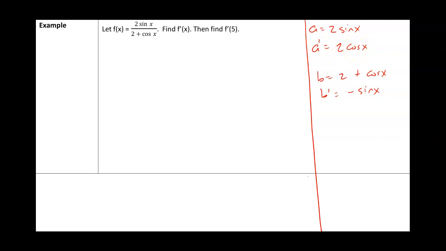The b expression is 2 plus cosine of x, and the derivative of 2 is 0, so we can ignore that. And for cos x, the derivative is negative sine of x, so my b prime is negative sine x. Now I just plug it in. And the benefit of having all these terms here is now we just do substitution.